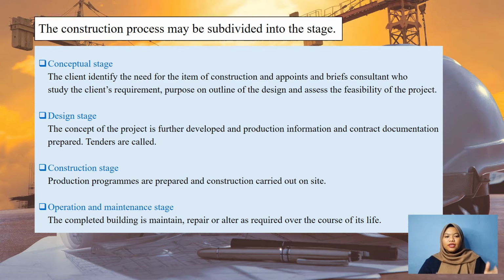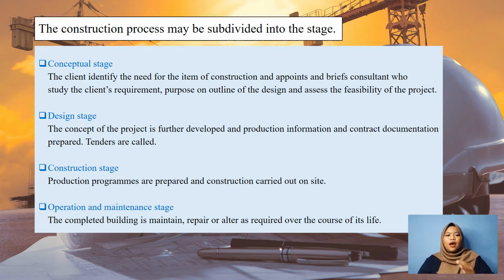First, conceptual stage. The client identifies the need for the item of construction and appoint and brief consultant who study the client's requirement, purpose on outline of the design, and assess the feasibility of the project. Second, design stage. The concept of the project is further developed and production information and contract documentation prepared. Tender are called. Third, construction stage.